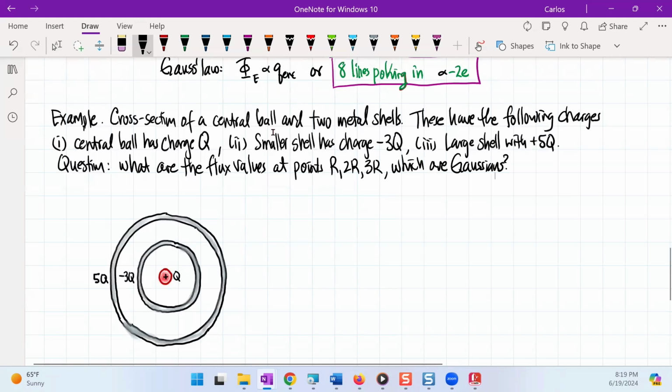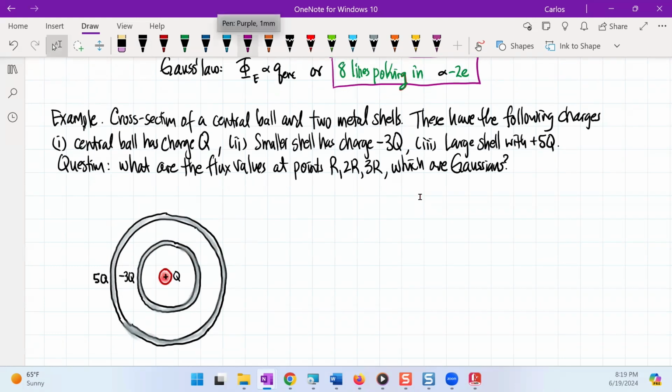Okay, so here we go. So when I look at this guy, we're going to pick three Gaussians. I'm going to pick a Gaussian that's right here, and from here to here, that's going to be a distance of R. Then I'm going to look at a Gaussian right here, and that's going to come all the way to here, and that's going to be 2R. And then I'm going to have a Gaussian out here, which is 3R, which then is something like that.